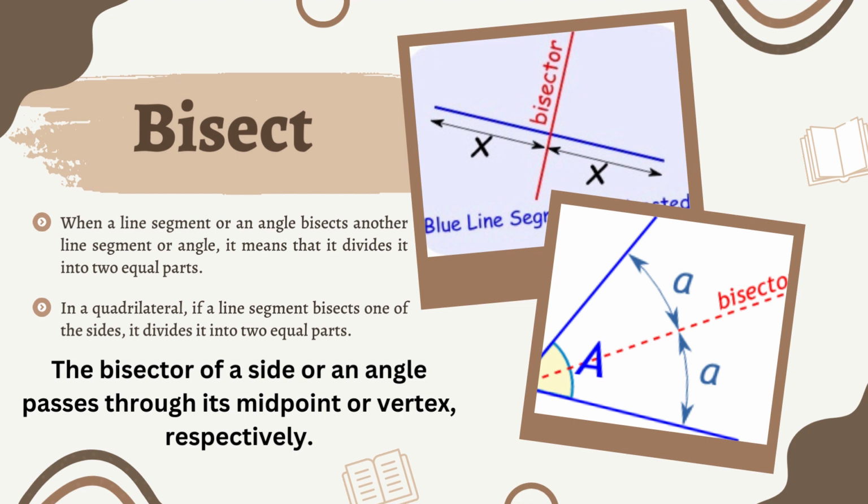The most important point: the bisector of a side or an angle passes through its midpoint or vertex respectively. That means if I bisect the angle or if I bisect the line, both the line and the angle have been divided into two equal parts. That is known as a bisect or bisector.